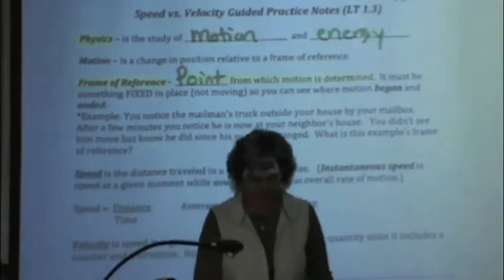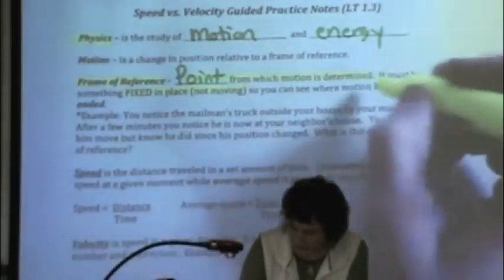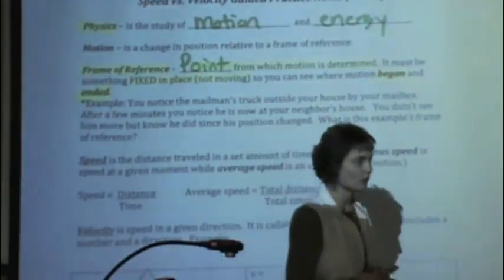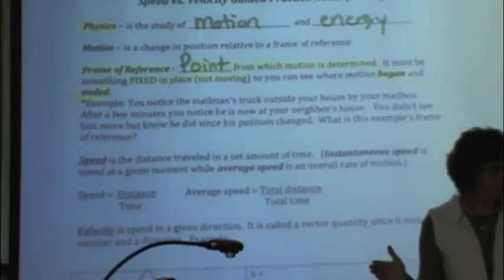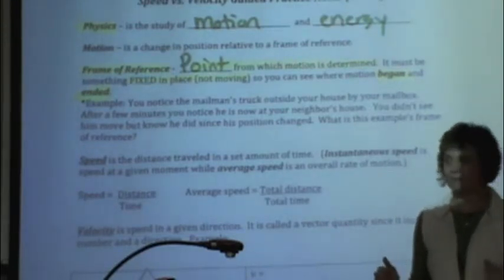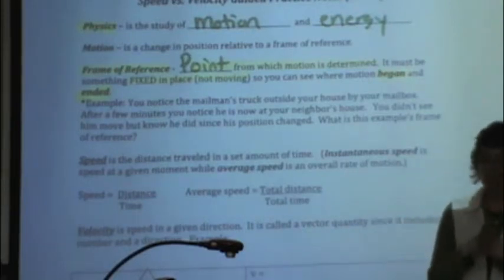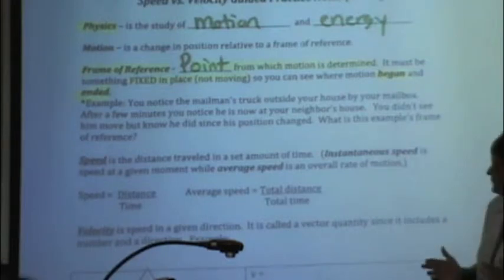So very simply, you guys, a frame of reference is something fixed in place, and you have to have a beginning and an end. Consider the lab you just did with the car and ramp. You had two photo gates. What started the measuring of the motion? The first photo gate. What stopped the motion? The second photo gate. So very simply, we're going to learn that in order to calculate speed, we have to have a beginning and we have to have an end.